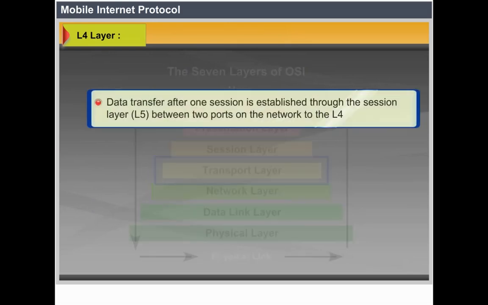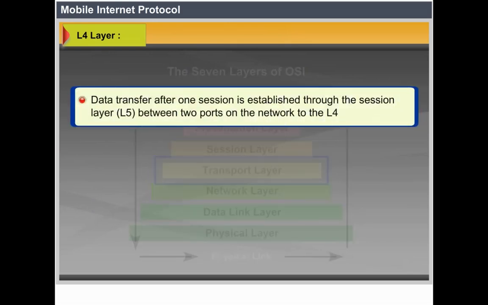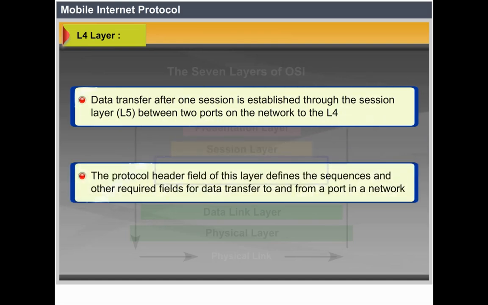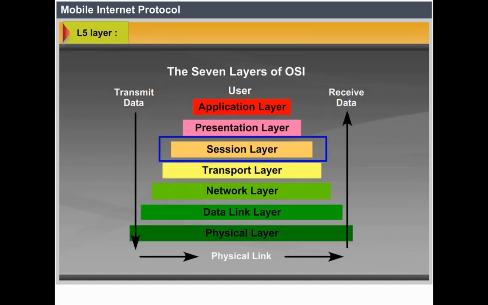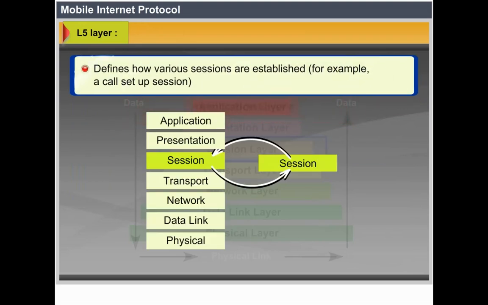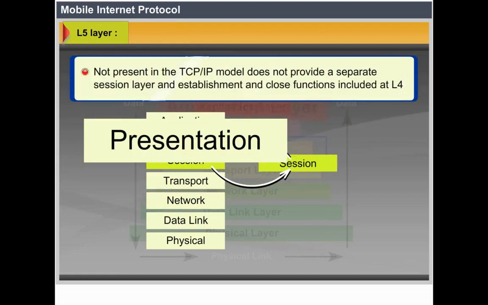L4 layer: data transfer after a session is established through the session layer L5 between two ports on the networks. The protocol header fields of this layer define the sequences and other required fields for data transfer to and from a port in a network. L5 layer defines how various sessions are established, for example, a call setup session. The TCP/IP model does not provide a separate session layer, and establishment and close functions are included at L4.